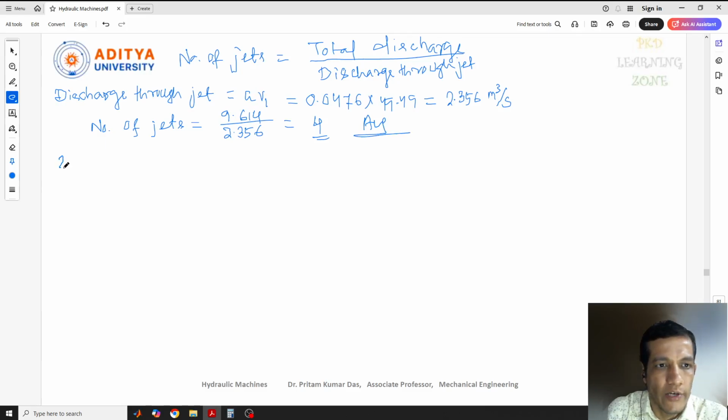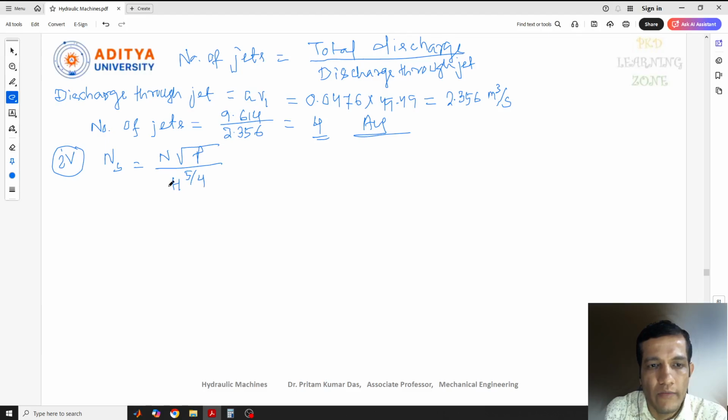And the last one, we need to calculate the specific speed. So specific speed is denoted by Ns, and this one we have derived in our last lecture. The formula we got there is N into root over of P divided by H to the power 5 by 4. So here N is given 200, and power is already given, that is 8000, and this is divided by 130 to the power 5 by 4.